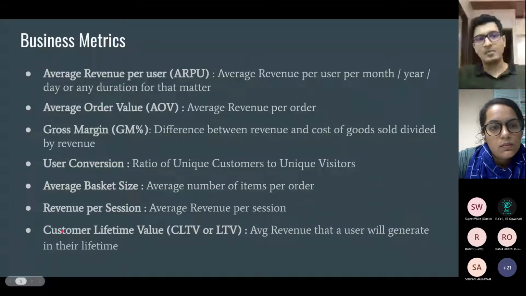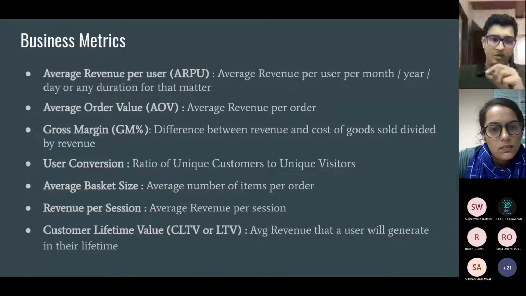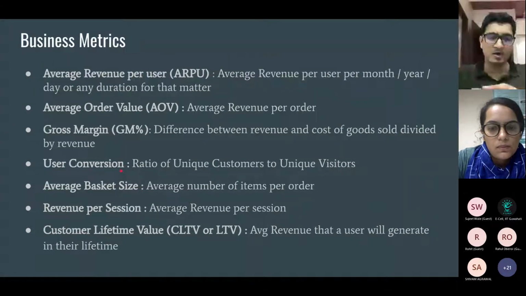So these are the key business metrics that any PM would track, some of these. As a product manager, you will be impacting one or more of these metrics. So let's say if you are working on adding features that help in improving user conversion, then you will be tracking user conversion as a metric.